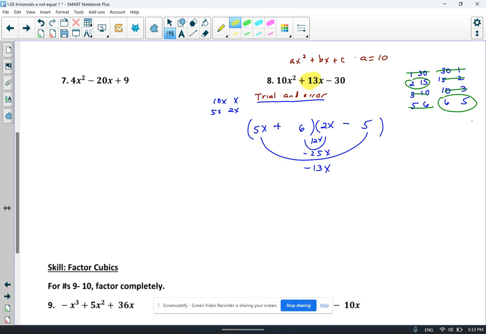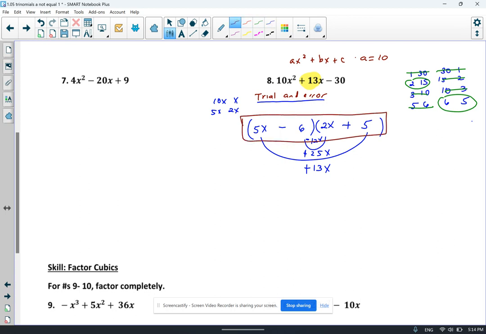What should you do? Well, if the number is correct and the only thing wrong is the sign, then what you do is you switch the order of the signs. So you're going to make this the negative and this the positive. So this becomes negative 12x, this becomes 25x, and this becomes positive 13x. And now you have your answer.